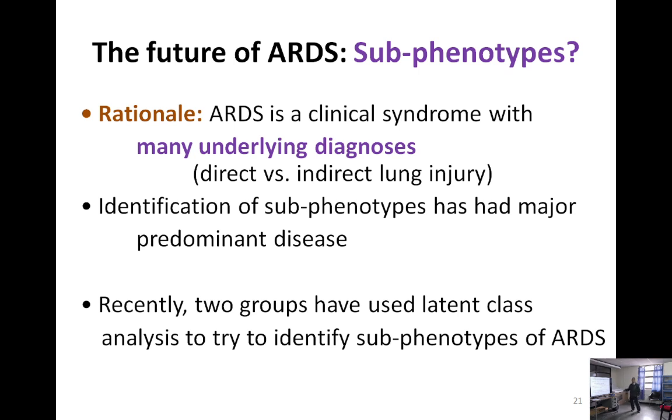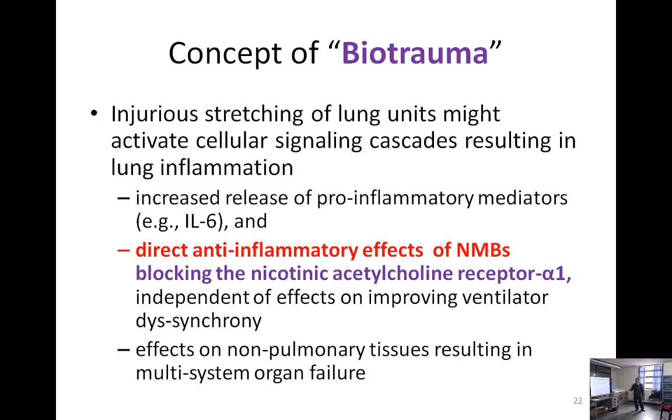It's a clinical syndrome. And they may have many underlying causes. You saw that LIPS, lung injury predictive score. So we have to identify the subphenotypes which are causing the major disease, and they can use the subphenotypes.